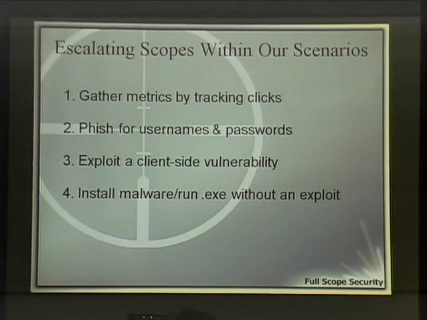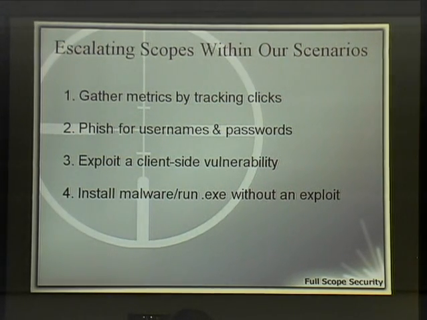What we frequently see is people don't want you to get a shell back through their network, but they want to know how many people clicked on the link, how many people forwarded the email, where it came from, did people open it from home, did people open it from the internal network? That's certainly something that as a scope you can offer to your clients. The other thing is just to fish for usernames and passwords. The other one is to actually exploit some sort of vulnerability, or use a Trojan, run malware without an exploit.